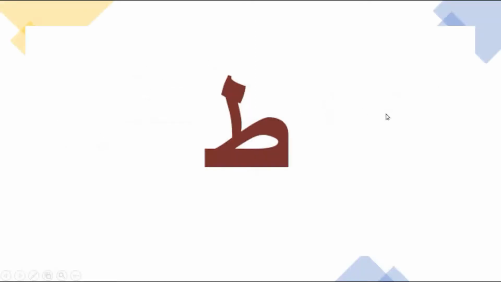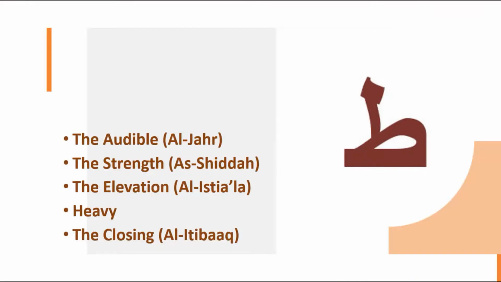Sad, dod. Then we have ta, at, very audible. We say jahr, strength. This letter is a strong letter with elevation of the tongue also, and it is a heavy letter. At, heavy, with closing, or itbaq.